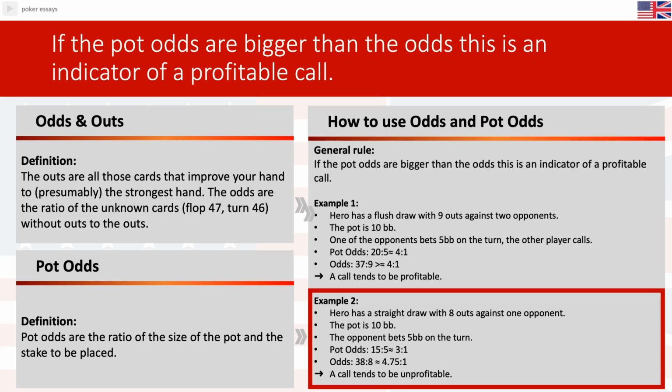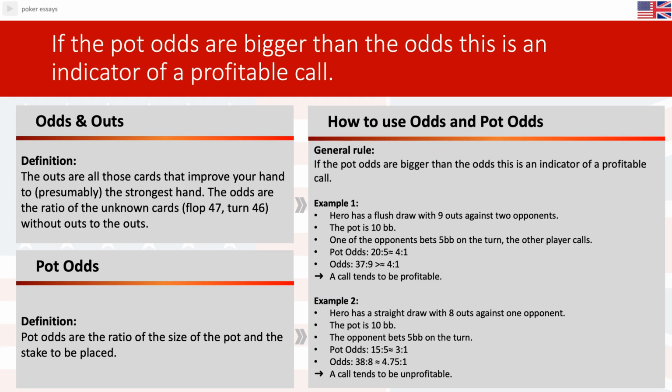Hero holds an open-ended straight draw and plays against one opponent only. The pot is 10 BB and the opponent bets half the pot size on the turn, which is 5 BB. The pot odds for Hero are in this case 15-5, or after division by 5, 3-1. The odds are 38-8, or about 4.75-1. Since the pot odds are smaller than the odds, this is an indicator that a call might not be profitable.